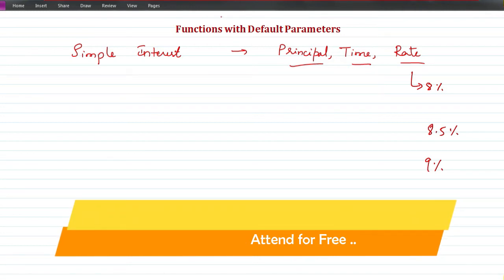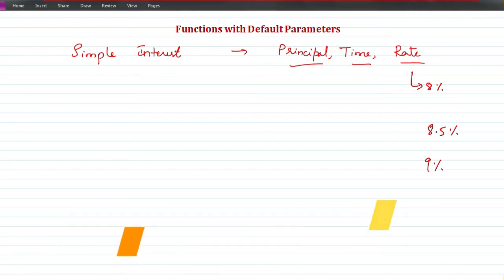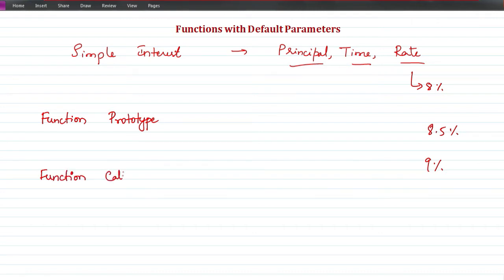Now let us see how to create a function with the default parameter. We already know the process of creating functions. First we need function prototype. Function prototype is declaration of function before using it. Before main we do this, and then we have the function call. This is inside the main function. When we want to execute those set of instructions, we make a call to the function by passing the values.